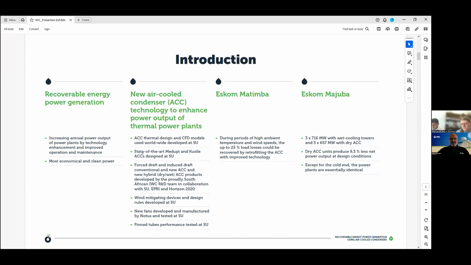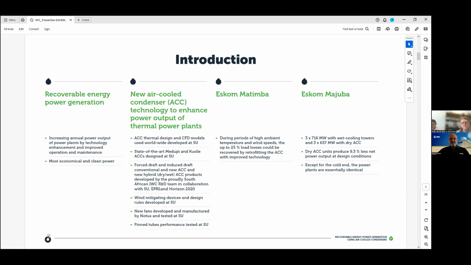And the state-of-the-art Medupi and Kusile air-cooled condensers were basically designed by Stellenbosch University, by the team of Professor Detlef Kruger. By this, I mean the specifications were prepared by Stellenbosch University. Then, interesting for us, forced draft and induced draft conventional and new air-cooled condensers and new hybrid technology were developed in South Africa, proudly in South Africa, by IWC's research and development team, in close collaboration with Stellenbosch University, with a gentleman sitting on the panel.